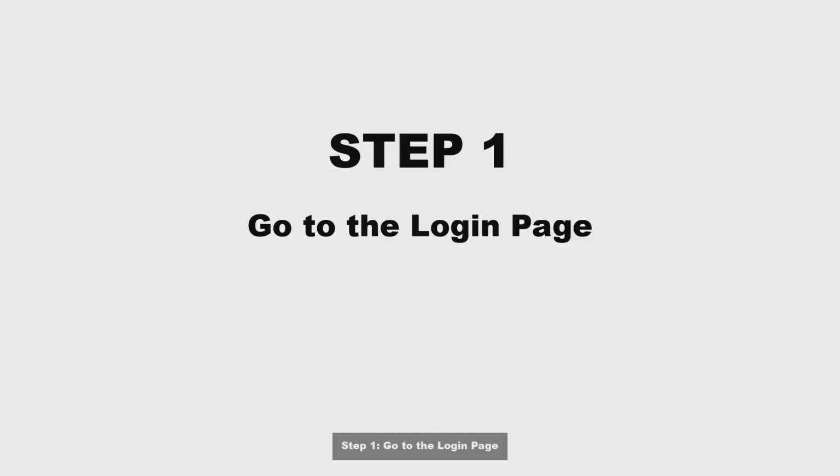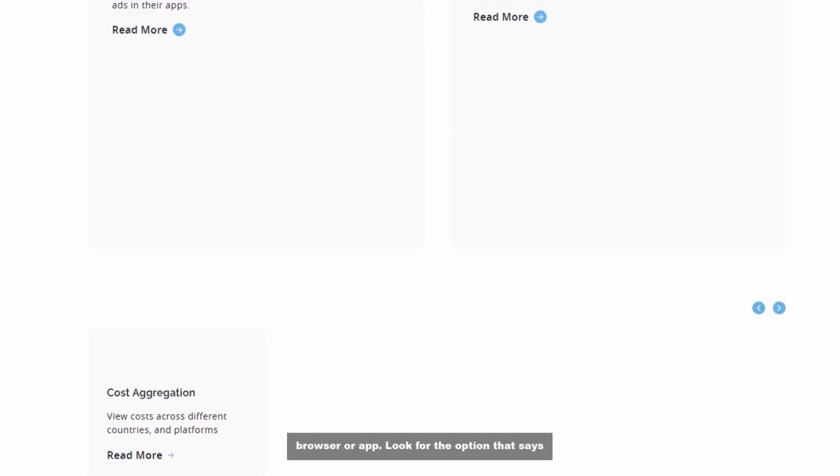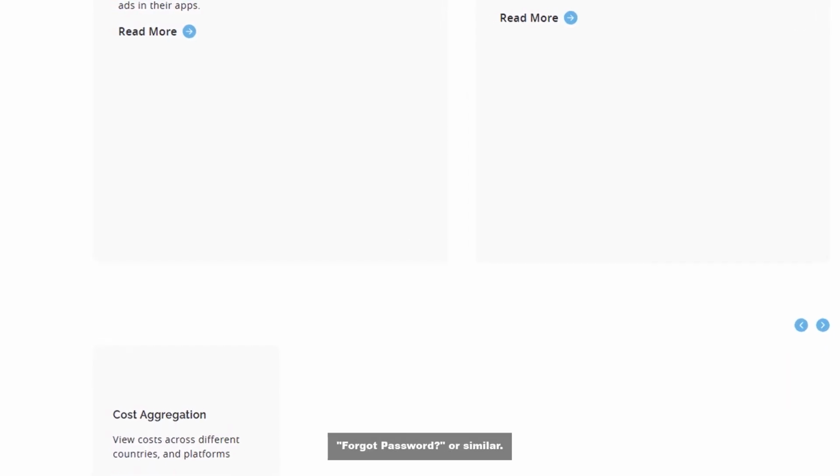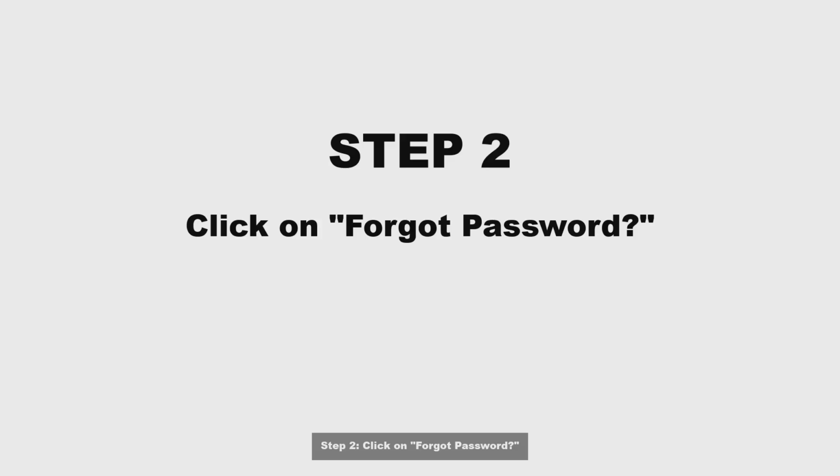Step 1. Go to the login page. Visit the Tenjin login page on your web browser or app. Look for the option that says Forgot Password or similar. Step 2. Click on Forgot Password.